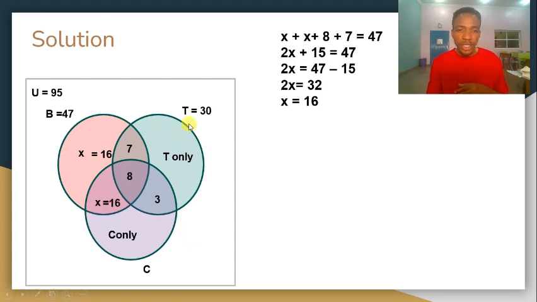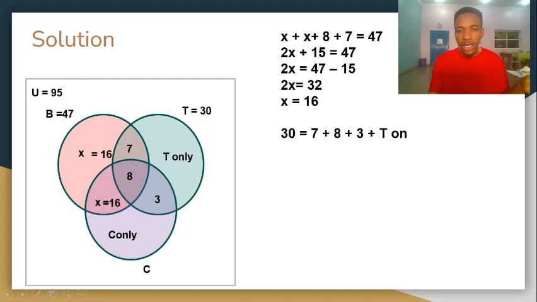Now I'm going to train. The circle for train. Okay. I have filled this place. The only guy remaining is here. But the thing is, if you add up everybody inside the circle for train, you get 30. So if I do 7 plus 8 plus 3 plus this guy's T only, everything should be equal to 30.